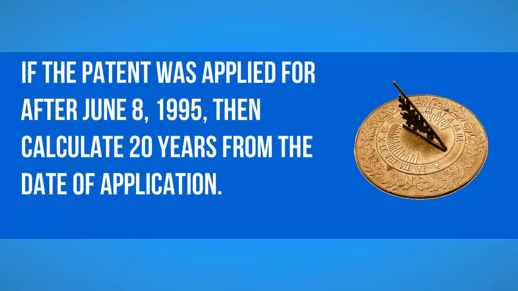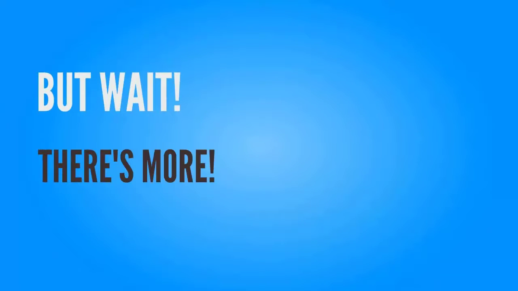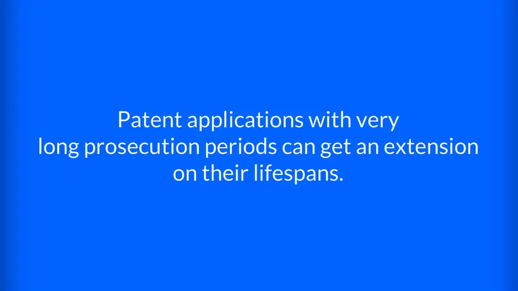You can check out the description for a little more information about why the Patent Office made that change back in the 90s. So for any patent filed after June 8, 1995, you're going to want to check out the filing date and calculate from then. But wait, there's more. Because the prosecution period of a patent is now included in the patent's lifespan, patent applications with very long prosecution periods can get an extension.